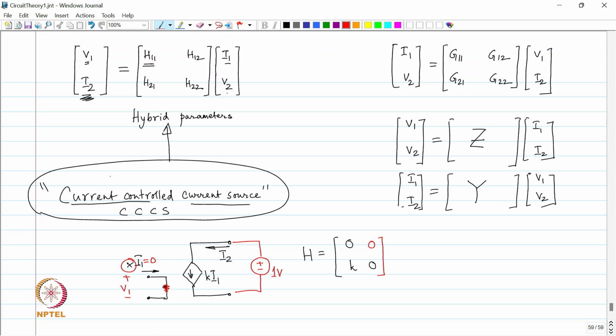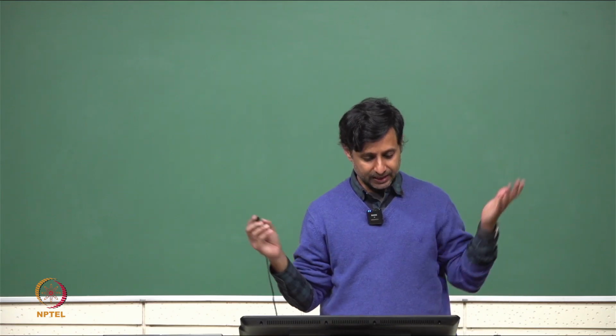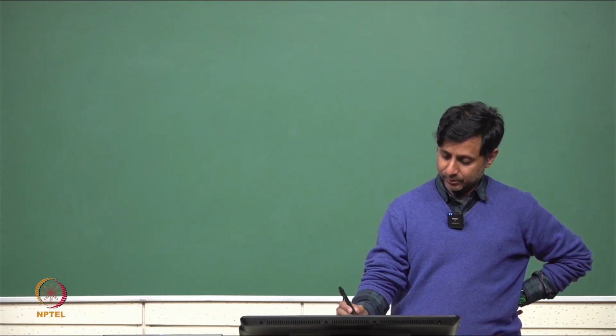Fine. So, for an ideal current controlled current source, this is the set of parameters: 0 0 k 0, where k is the current transfer coefficient. All right, never mind. Let us do an example. Let us do one more example.